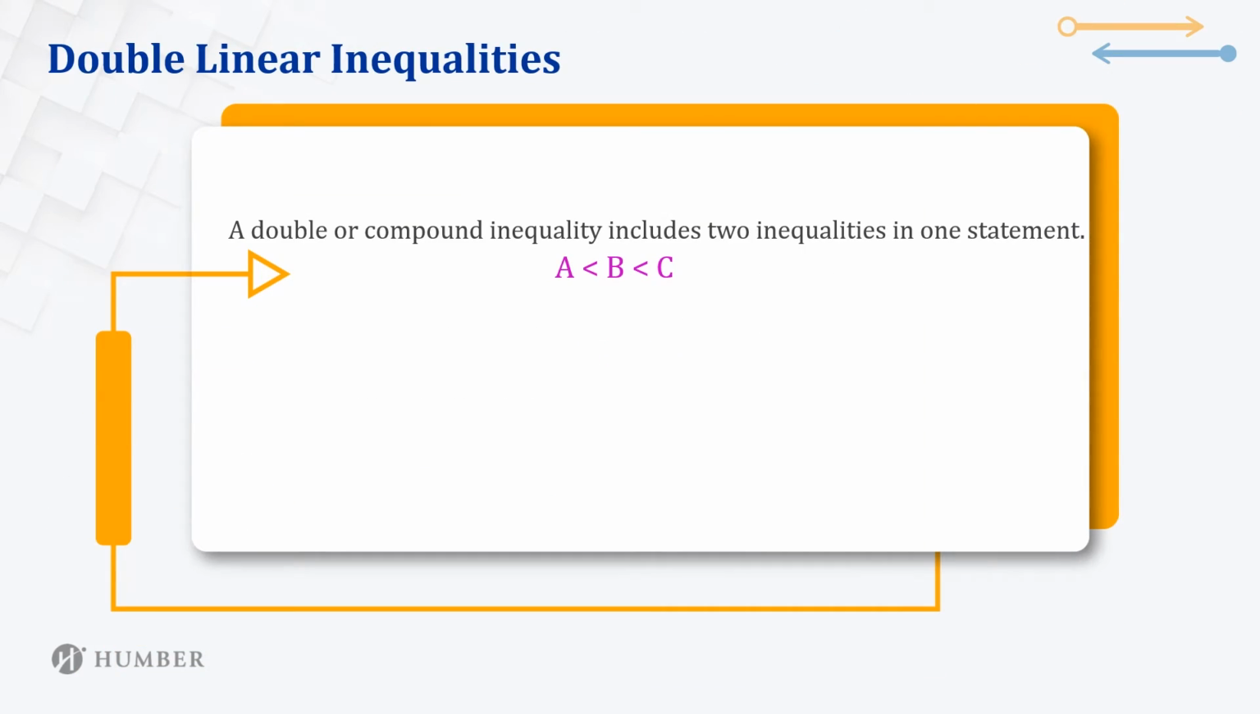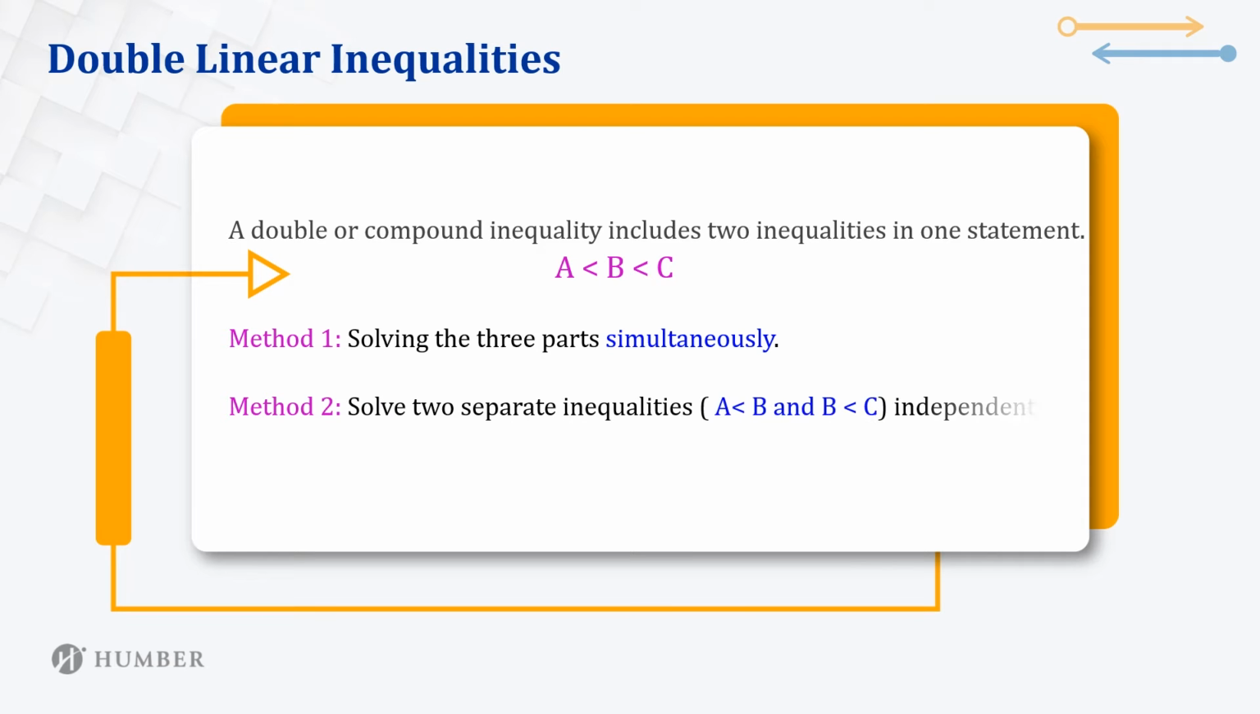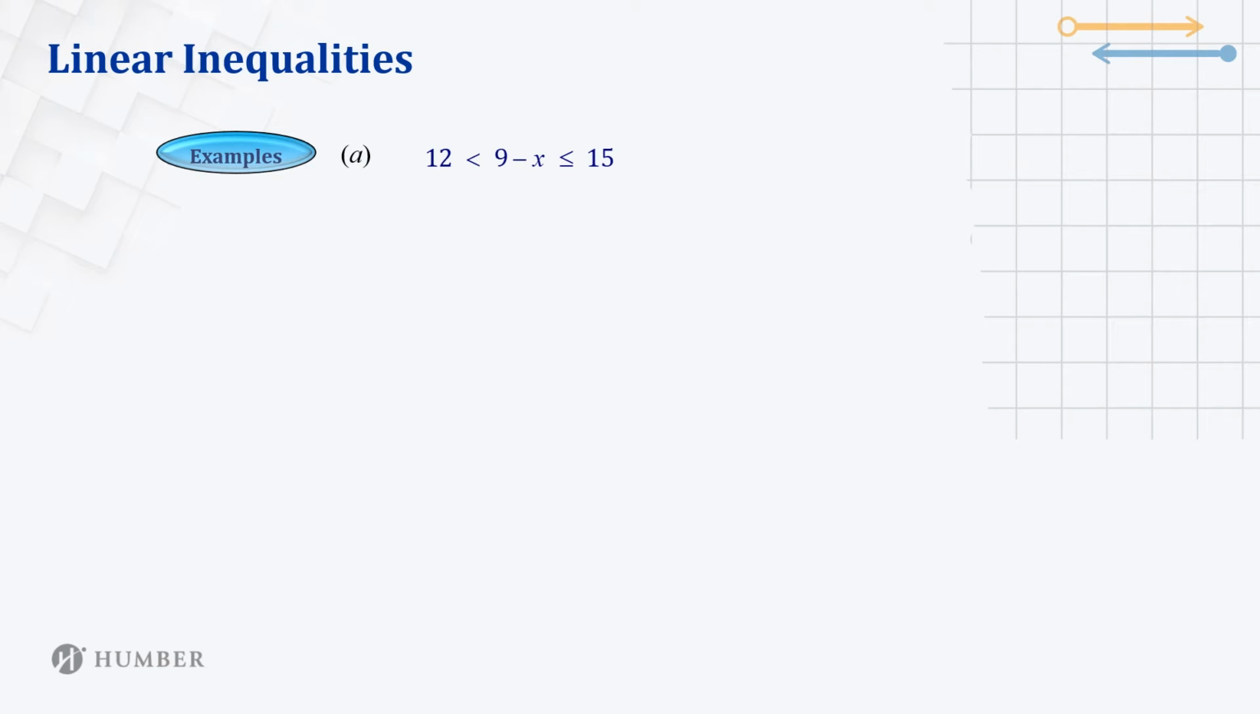Next, we will explore examples of double or compound inequality. There are 2 methods to solve this type of problems. The first method involves solving all 3 parts at the same time, and the other method is solving 2 separate parts independently. Let's try to solve a double inequality problem using the first method.